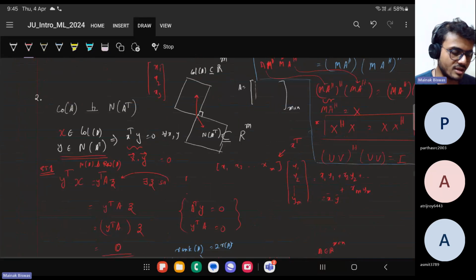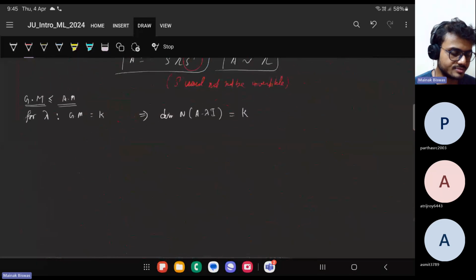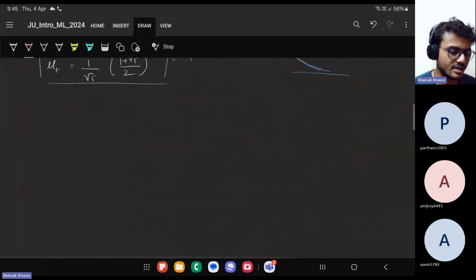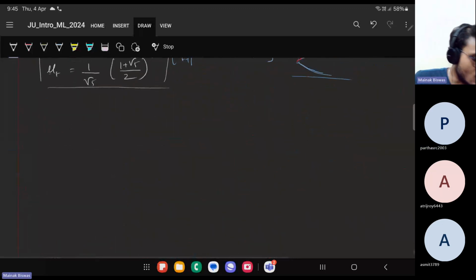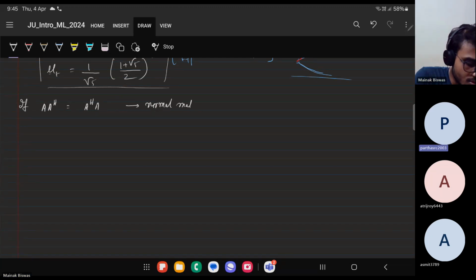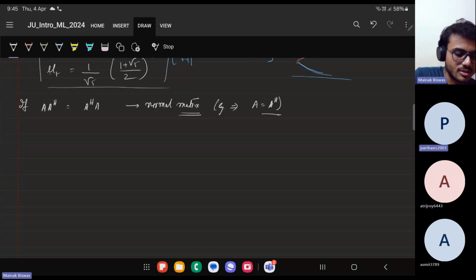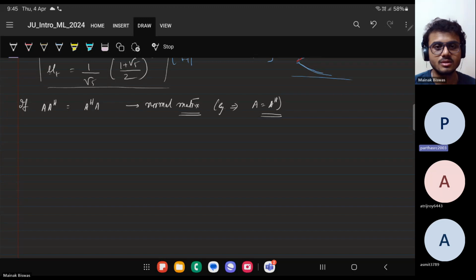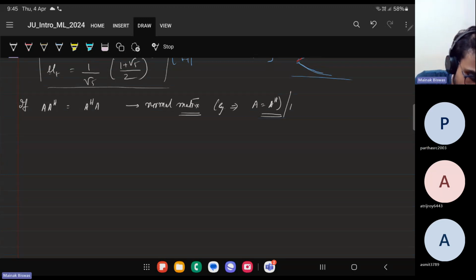Correct. There is one special property of this. What is that? This is called this property. If A Hermitian A is equal to A A Hermitian, right? This is called a normal matrix. Example is a Hermitian matrix, exactly, or a unitary matrix, or symmetric matrix.